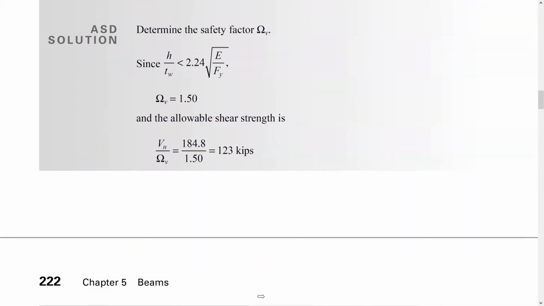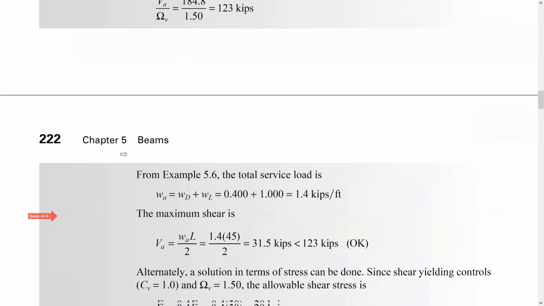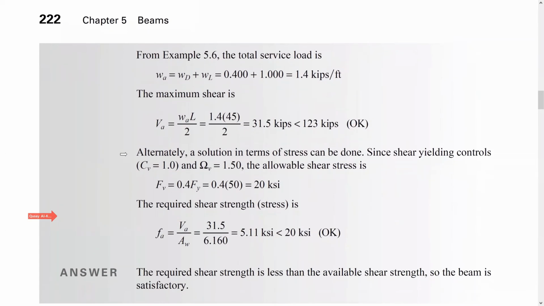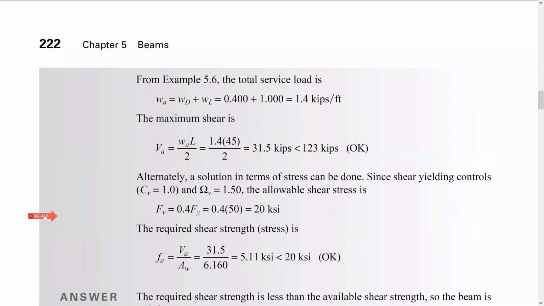I think it's shown here for the ASD method. Same thing, you will see it here, and same here. It's similarly shown here.